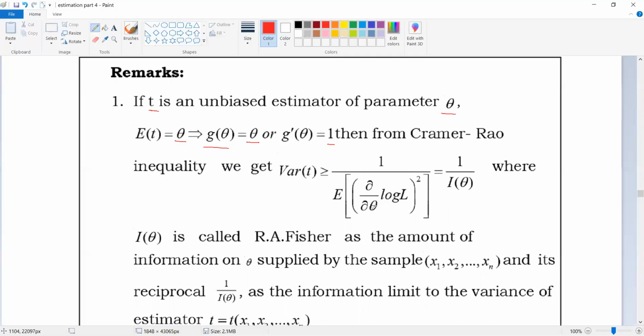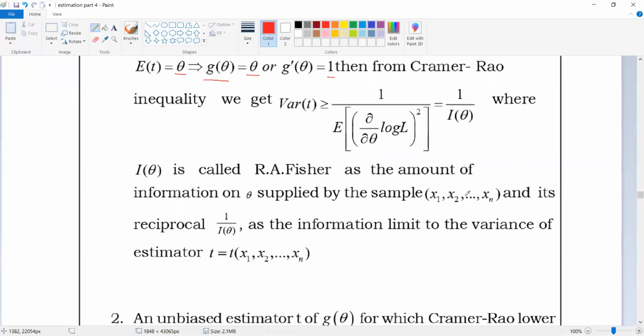Expectation of (∂ log L / ∂θ) whole square. This is called I(θ). So simply, variance of T is greater than or equal to 1 by I(θ), where I(θ) is called R.A. Fisher's amount of information on θ supplied by the sample x1, x2, ..., xn. And its reciprocal, 1 by I(θ), is the information limit to the variance of estimator T.